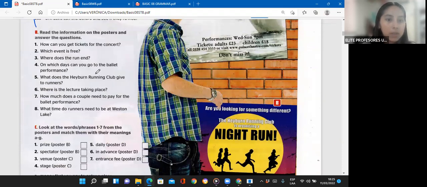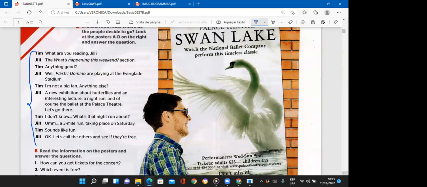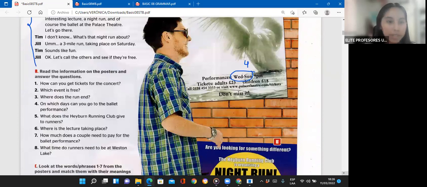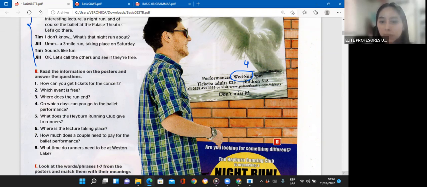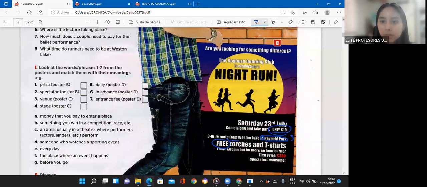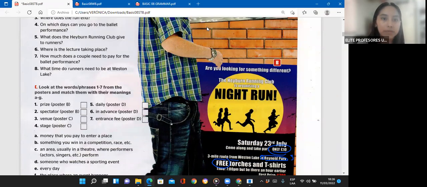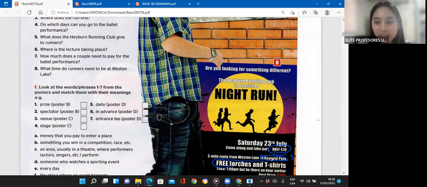On which days can you go to the ballet performance? That is poster A. Let me help you. On Wednesday and Sunday. Yes, Wednesdays and Sundays. Four. All right. Next one, five. What does the Hayburn Running Club give to runners? Which one is that? Okay, it's this one. Poster B. Free torches and t-shirts. That's right. That is five.